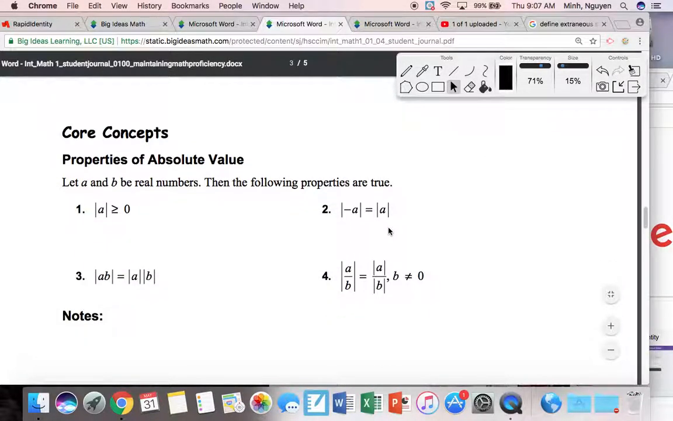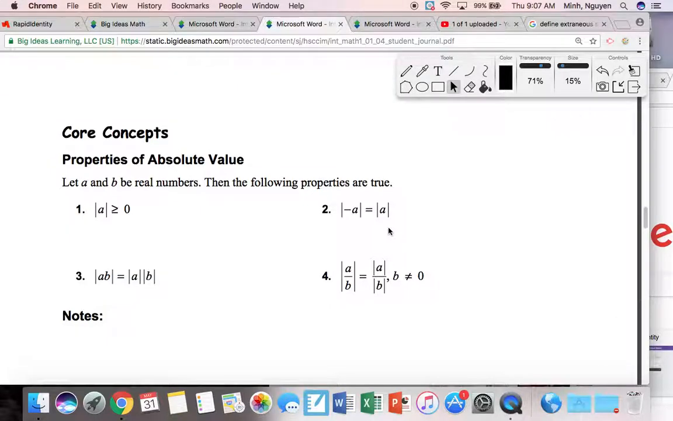Properties of absolute value. This assumes that you remember, but if not, we can go over it real quick. The absolute value of a is equal to or greater than 0. Absolute value just refers to distance, and distance is impossible to be negative. Say you're racing and you're behind someone by a mile. The distance between you two is still a mile, not -1 mile. The distance is the same whether you're ahead or behind.